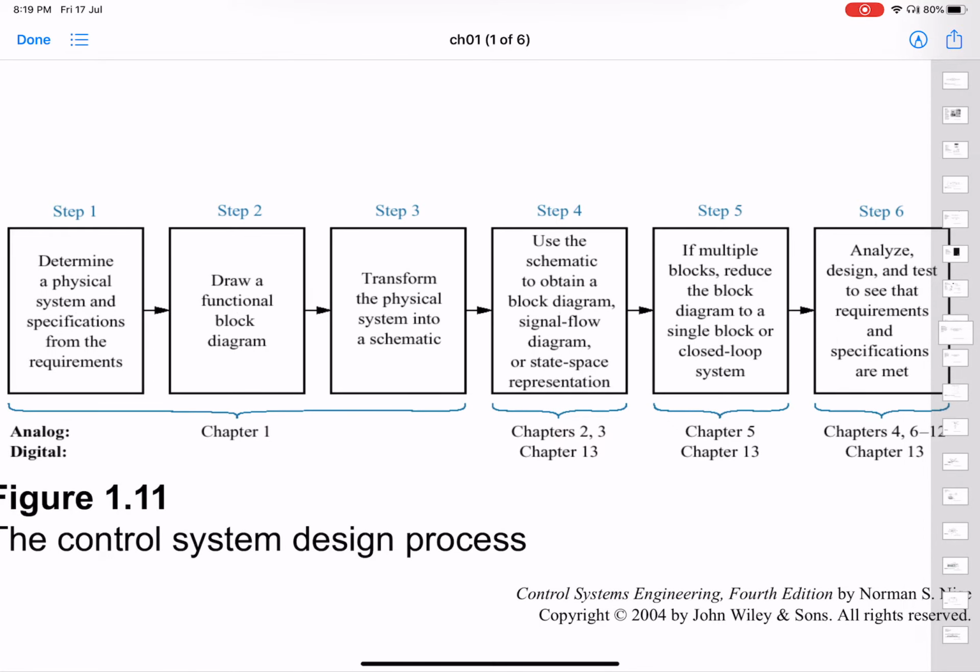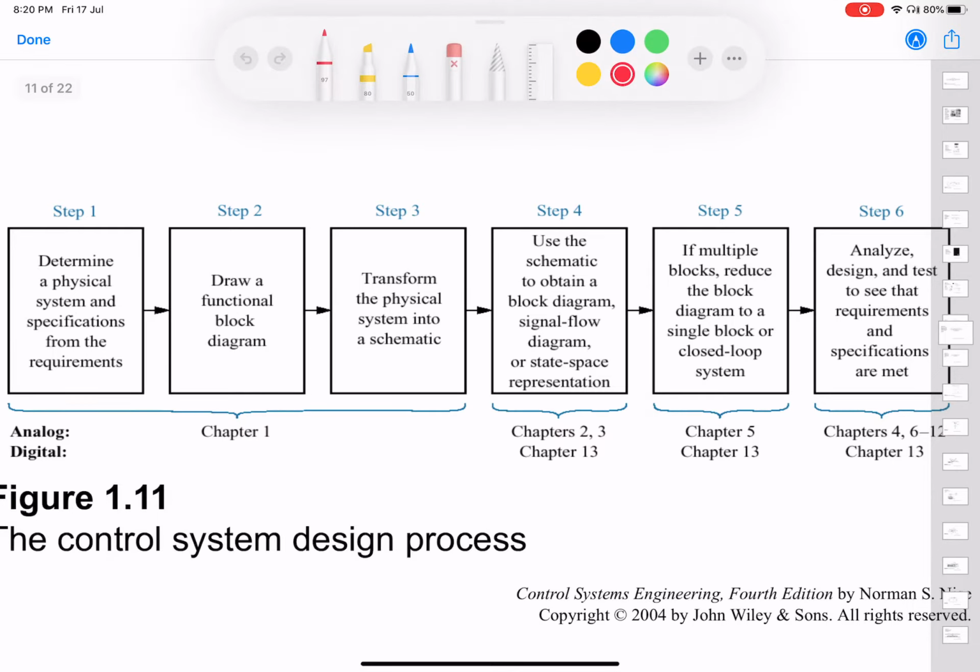So the control system design process actually consists, in the beginning, the control system engineer is given a problem. He is given a plant or a process which he has to control. He has the objective of taking the plant or process to a particular response, right? So he starts by determining what is the physical system, and what are the specifications from the requirements?